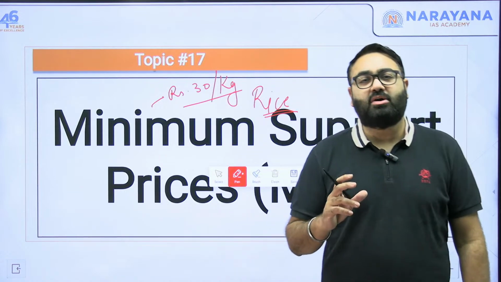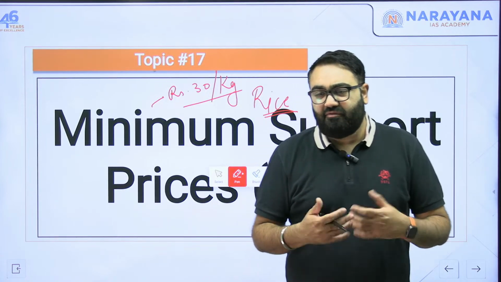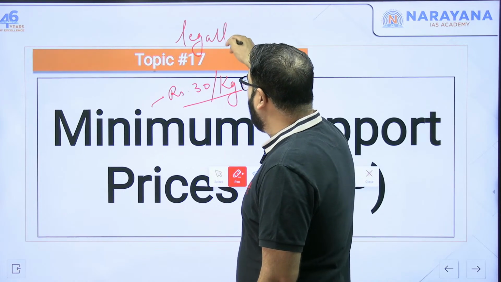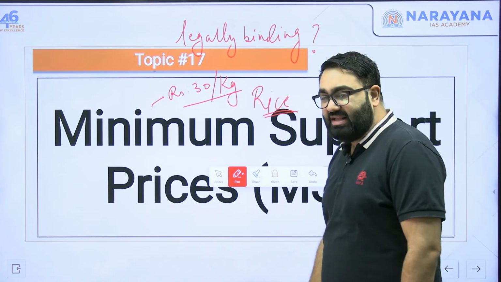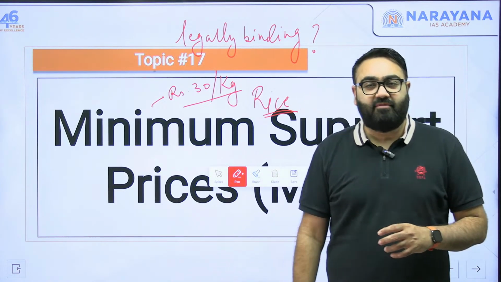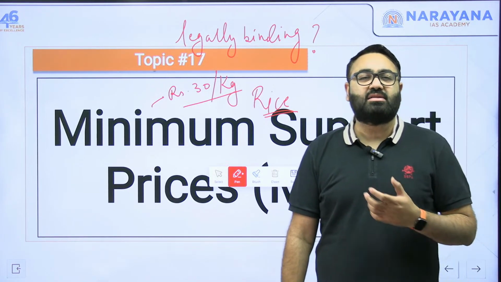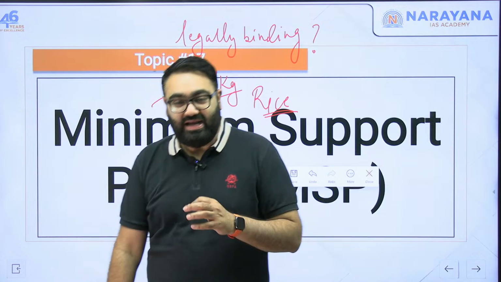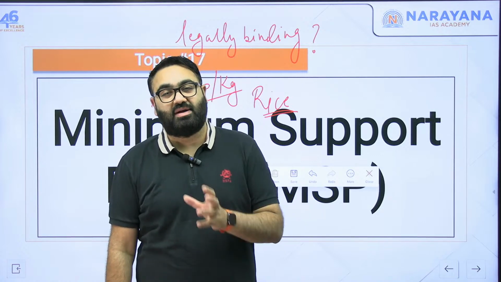Now, there are two important aspects of MSP that are a point of contention between the farmers and the government. The first point of contention about MSP is, is it legally binding or not? When I say legally binding, what I mean is, is there a law passed by the parliament, or is there something written in the constitution which makes it compulsory for the government to announce MSP, and to buy this stuff at MSP? No. There is no law in India that makes it binding on the government that it must announce MSP every year or procure the crops at MSP every year.